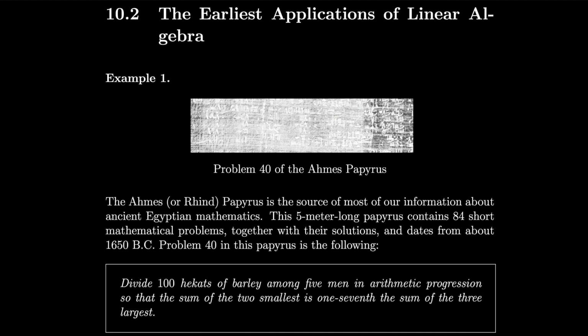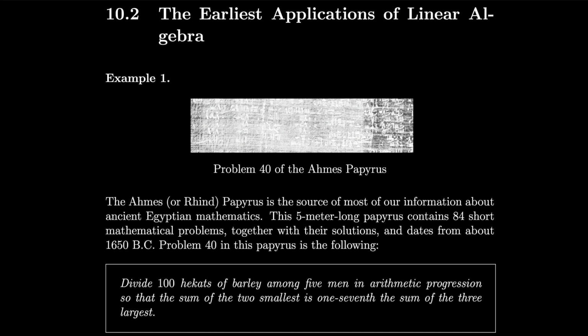Section 10.2, the earliest applications of linear algebra. Let's do a bunch of examples, starting with the Ahmes papyrus, or Rhind papyrus. It's the source of most of our information about ancient Egyptian mathematics. This 5-meter-long papyrus contains 84 short mathematical problems, together with their solutions, and dates from about 1650 BC.